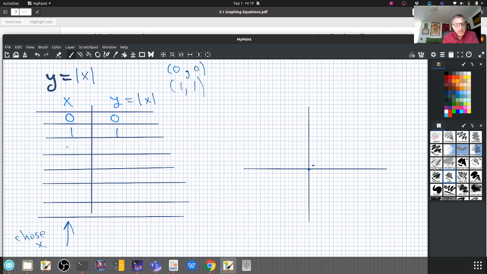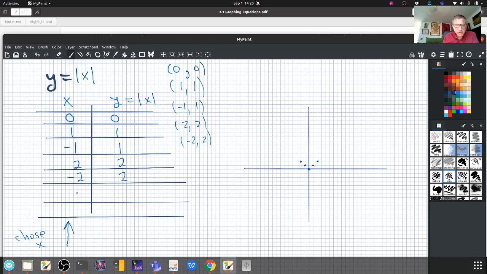Well, again, let's choose negative values. Minus 1. Well, the absolute value of minus 1 is 1. So minus 1 in the x value, 1 in the y value. 2, well, the absolute value of 2 is 2. So I go over 2 on the x and up 2. And let's do a minus 2. And I also get 2, so I've got some more points up here. So minus 2 and 2.